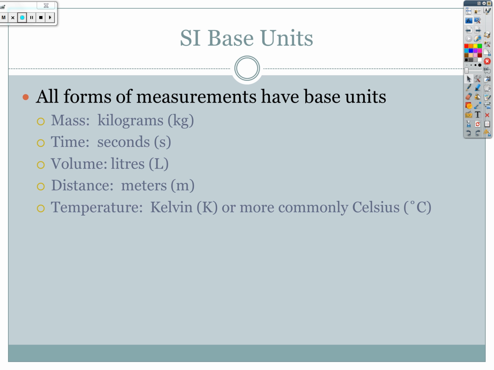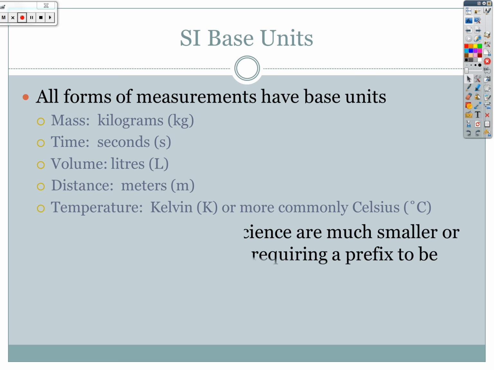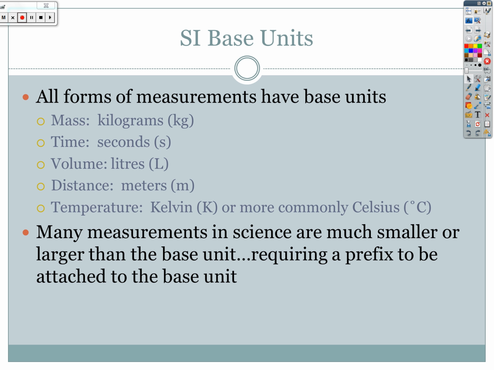Kelvin usually has higher numbers because room temperature is, I think, like 275 Kelvin, so we don't typically use that. We use Celsius because it's an easier one for us to manage with smaller numbers for the science world. However, many measurements in science are much smaller or larger than the base unit, and so we have to attach a prefix to that base unit.